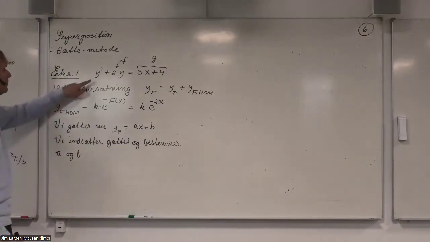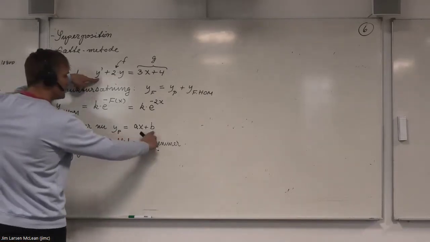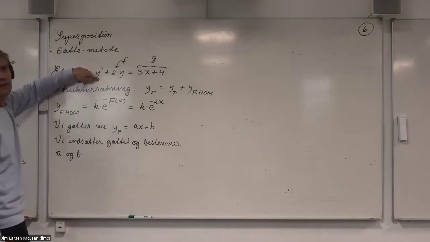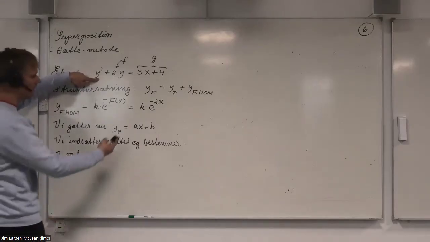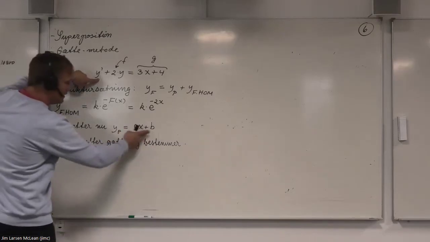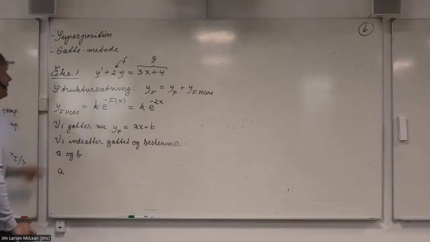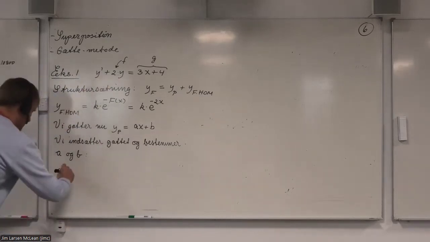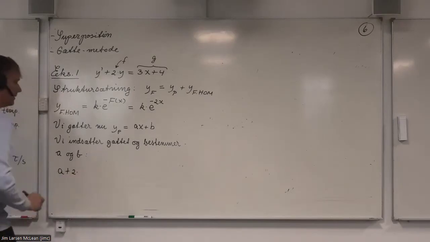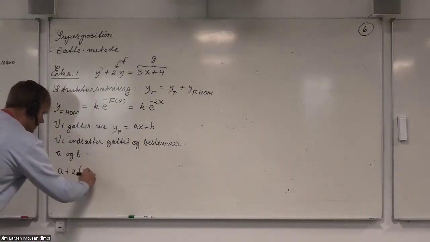So first, I apparently need to find y prime. If y is ax plus b, what would the derivative of y be? a. That's what I'm asking. What is the slope of a straight line? a. So I just need to differentiate this. I get a and place it there. Then I write a plus 2 times y. But what was y? Well, it was ax plus b. So remember to put parentheses because there are 2 terms.